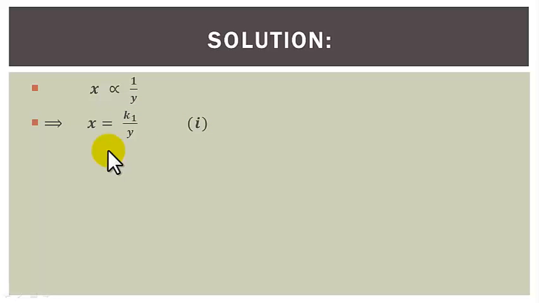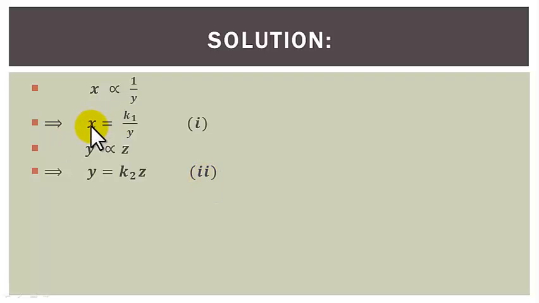Since y varies directly as z, in symbol we write this, and we read this as y is proportional to z. To change the proportionality sign to equality sign, we have to multiply z by a constant. That is, we write y equals k2 times z, where k2 is the proportionality constant. And let us name this as equation number 2.